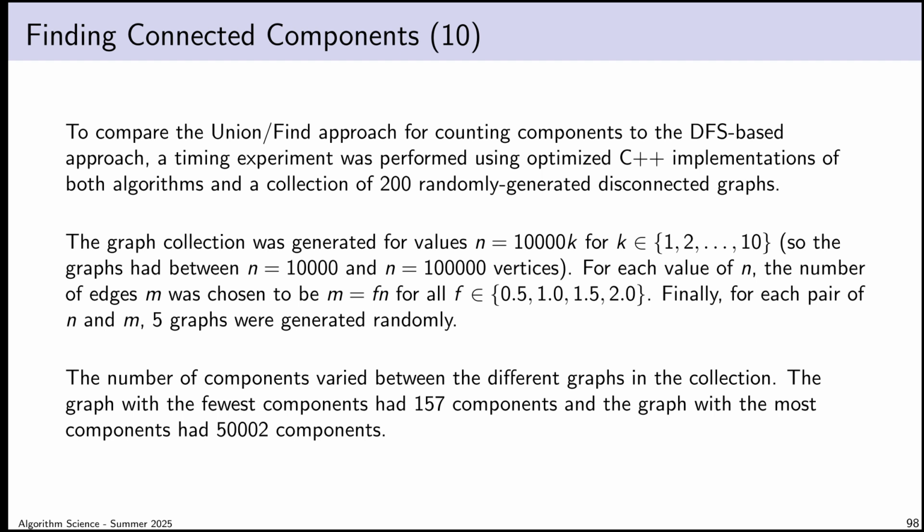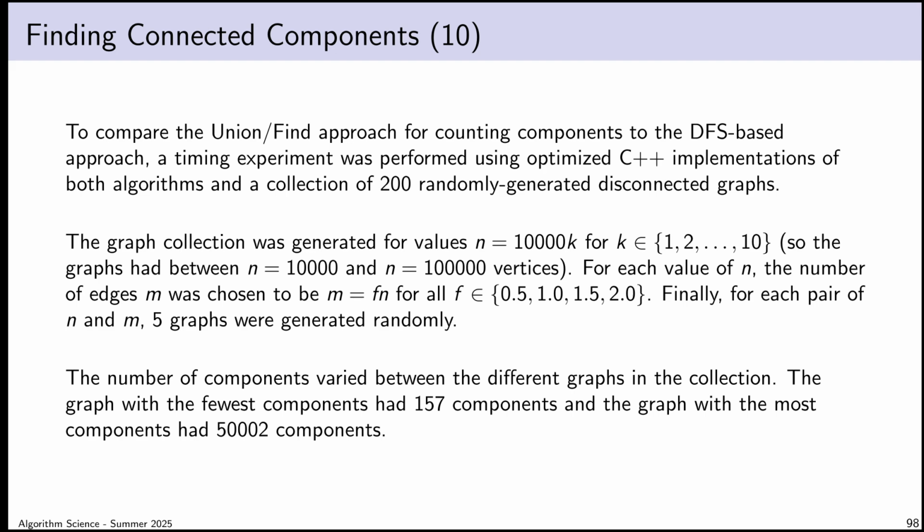So I generated a collection of 200 random graphs, and these were disconnected graphs. And the way I generated all 200 graphs was I considered various vertex counts between 10,000 and 100,000 in increments of 10,000. So in other words, n went from 10,000 to 20,000 to 30,000 and so on, up to 100,000.